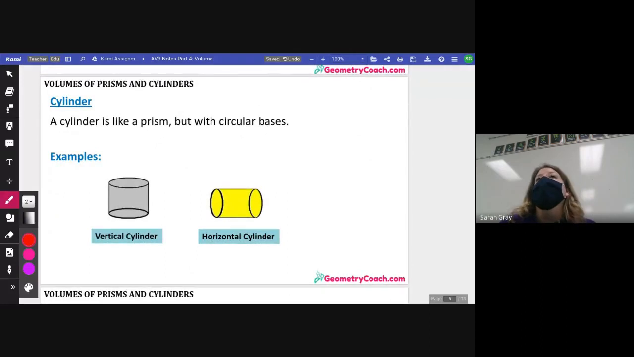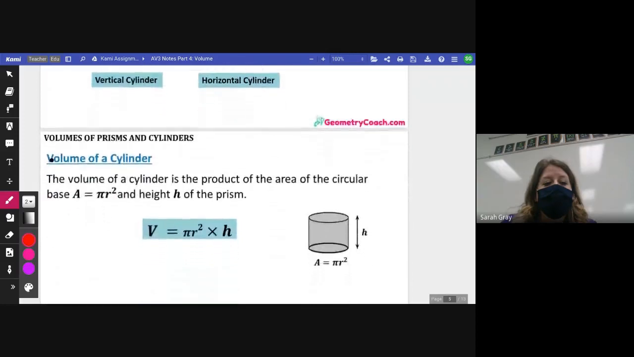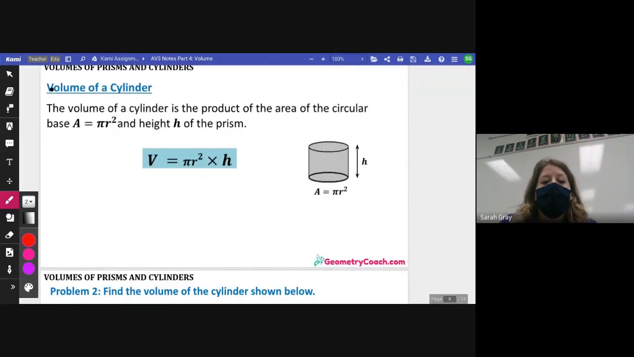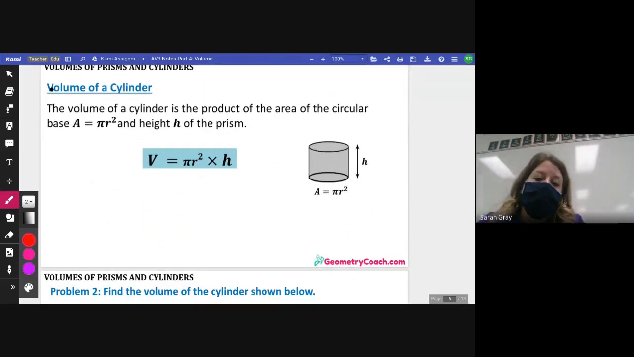Volume of a cylinder is done the exact same way as volume of a prism. Area of the base times the height. Thinking about it in the vertical orientation. They wrote a different formula, but area of the base times the height still works because they just put pi r squared in for area of the base because it's a circle. That's the formula for the area of a circle.